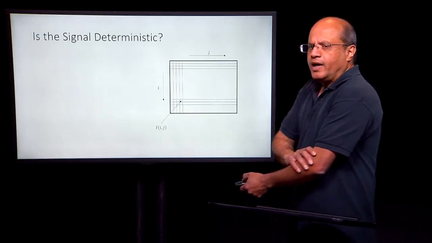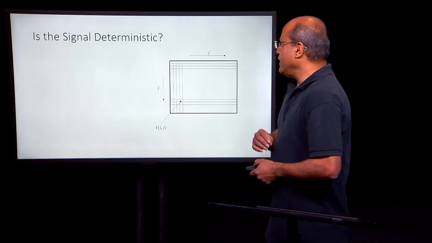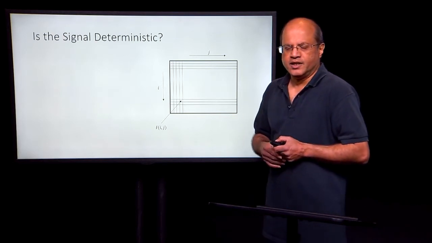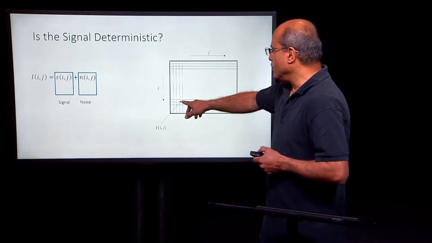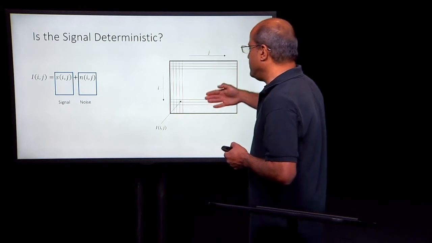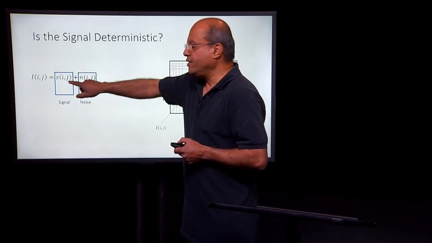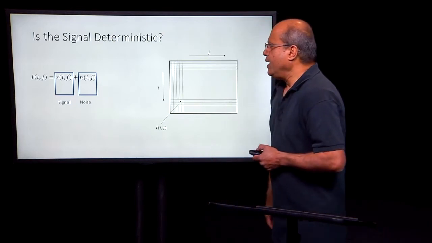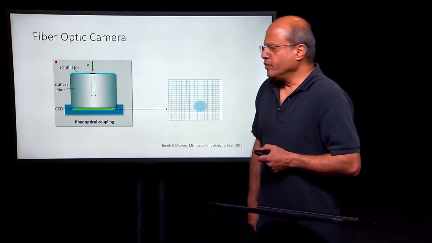So I want to make one last point before we move on to the next lecture, and that is, so far we assume that the signal is deterministic. And what I want to know is, is that really true? If I were to repeat my experiment and say I did not have any noise, would I get back the exact same number? And it turns out that that's not quite true.